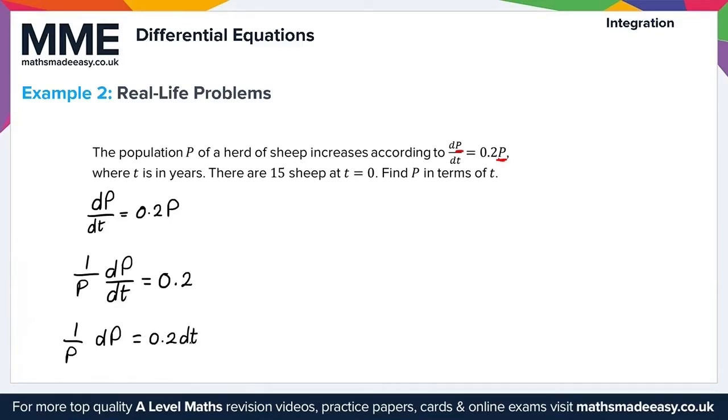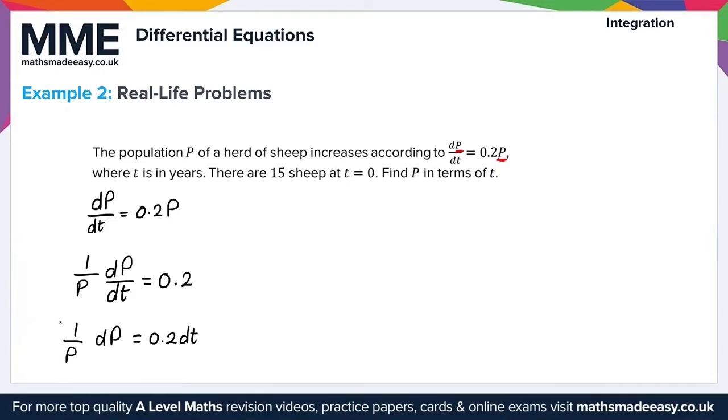Now it's worth mentioning, you can go straight from this first line here to this last line here, doing it all in one swift action. That's absolutely fine as well, but just to reiterate the steps that we're doing here, I'm going to include the extra step in the middle. So in that case now, what we've got here is the left hand side here, which can be integrated, and then the right hand side can also be integrated here.